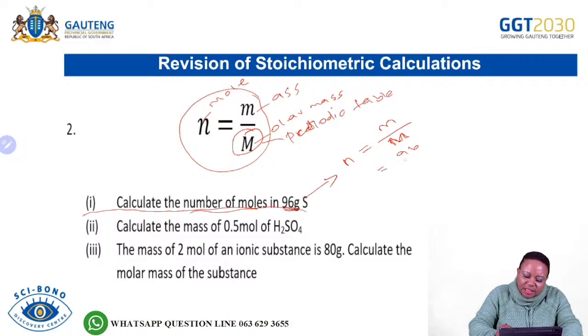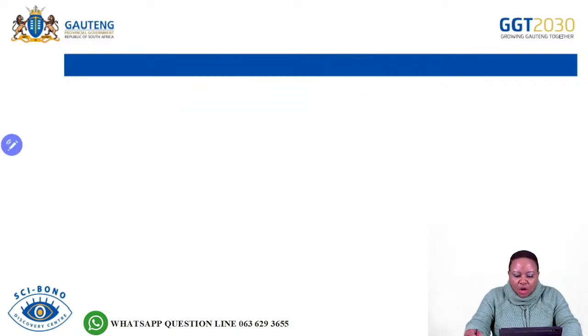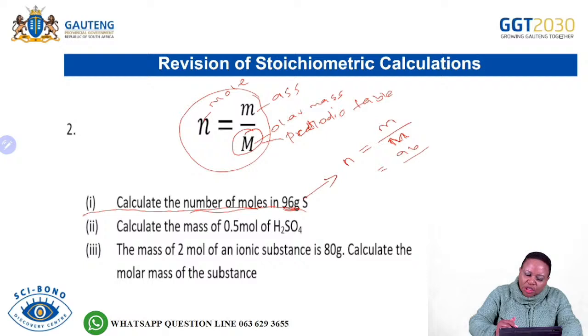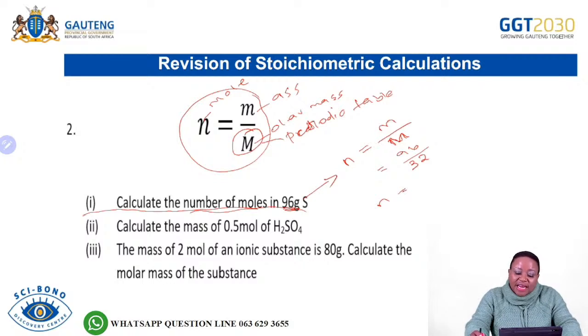We are given 96 divided by the atomic mass of sulfur. So we are going to go back to our periodic table. If you look at the periodic table, you can see that the atomic mass of sulfur is 32. Therefore, you just go straight to the periodic table and put 32, and then you calculate the number of moles. 96 divided by 32, you will definitely get 3 moles.